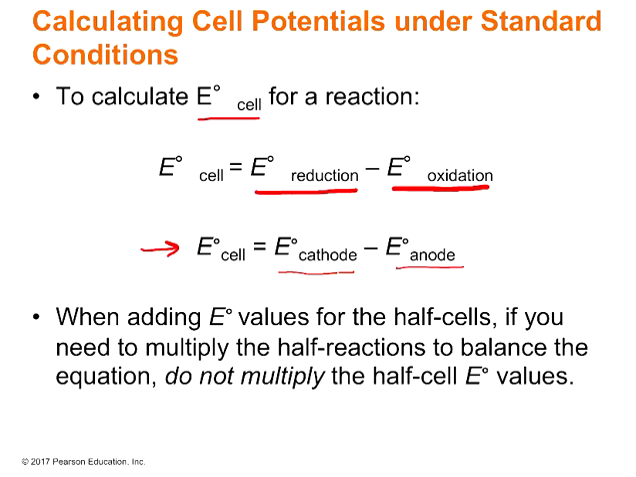All right, so when we're adding those E values for the half cells, if you need to multiply the half reactions in order to balance them, you do not change those potential values. This is not like enthalpy or entropy or Gibbs free energy, where let's say we double a reaction in order to balance it with another reaction. We would then double the enthalpy value or the entropy value. But here, we don't touch the E values. They just stay the same no matter what. So do not change those E values.